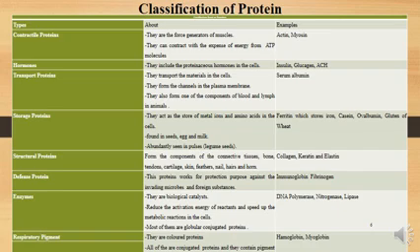We have the hormones. They include the proteinaceous hormones in the cells. The transport proteins transport materials in the cells. They form the channels in the plasma membrane. They also form one of the components of blood and lymph in animals. Examples are insulin, glucagon, serum and albumin. The serum and albumin are the transport proteins, while the insulin, glucagon and ACTH are the hormones.